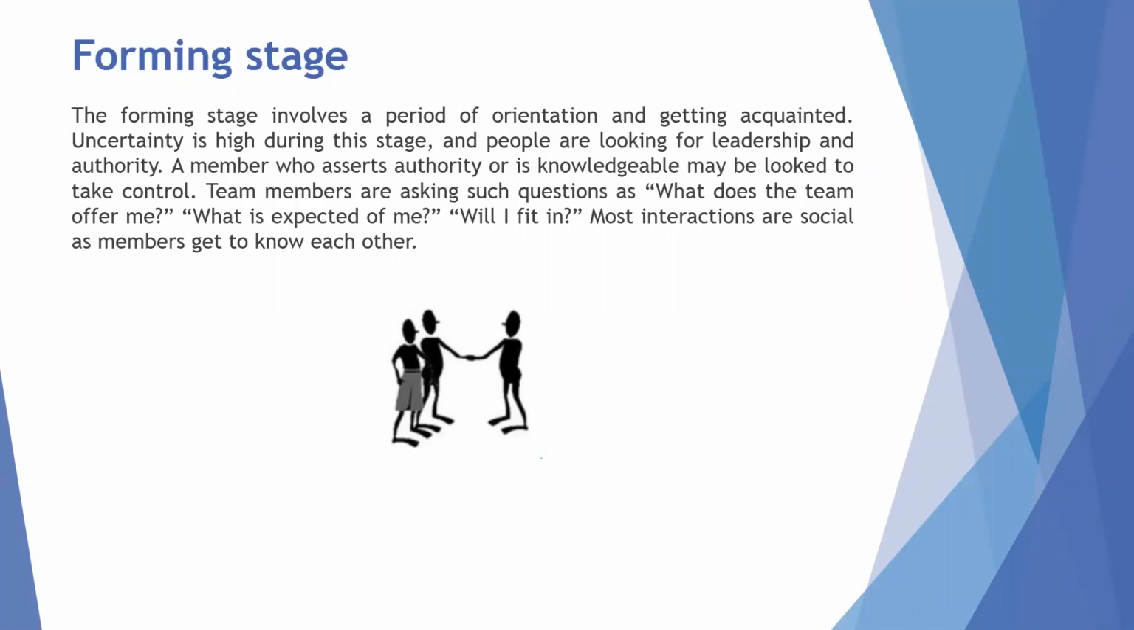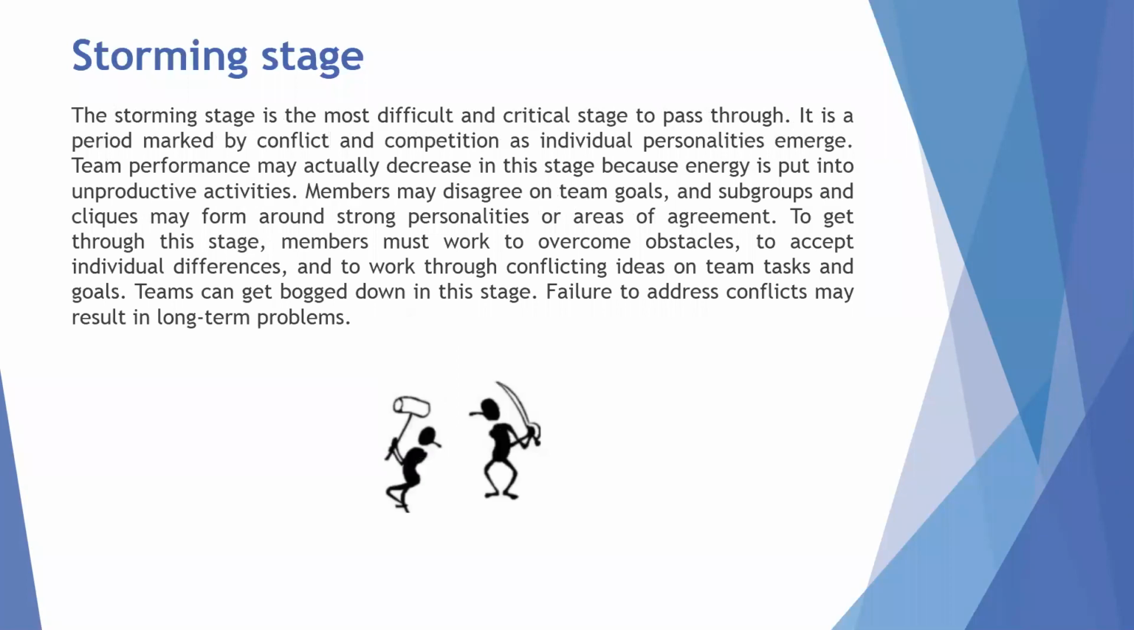So next, as a team, your next stage is the storming stage. The storming stage is the most difficult and critical stage to pass through. In team building, they say it is a critical stage to pass through. Why are they saying it? Because it is a period marked by conflict and competition as individual personalities emerge.